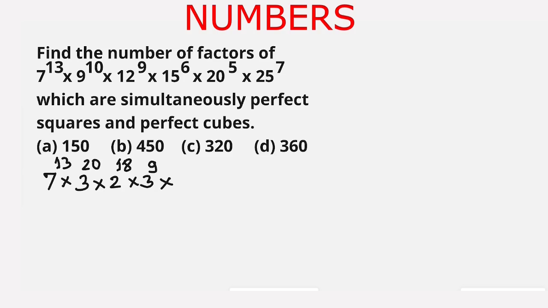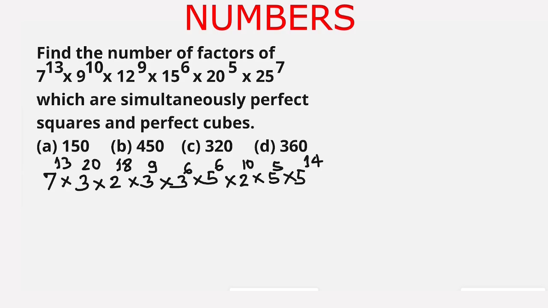So it will be written as 3 to the power 6 multiplied by 5 to the power 6 multiplied by 20 can be written as 4 multiplied by 5, and 4 can be written as 2 to the power 2, and 20 to the power 5. So 2 to the power 2 times 5, 2 times 5 is 10. So it will be 2 to the power 10 multiplied by 5 to the power 5 multiplied by 25 can be written as 5 to the power 2. So it will be 5 to the power 7 times 2 is 14. So 25 to the power 7 can be written as 5 to the power 14.